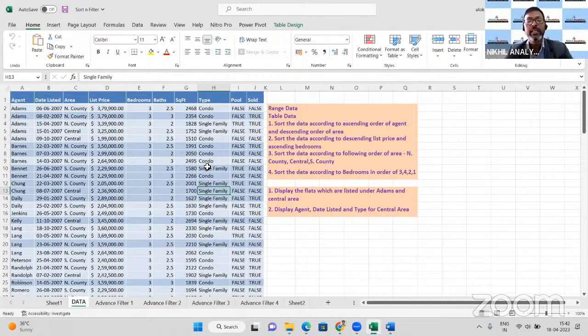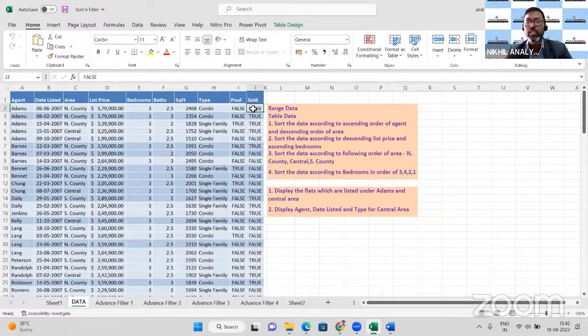This Excel file is retail real estate business data, which includes the flats listed for sale. First column is agent, the person who is selling this flat. Second column is date listed, on which date the flat is listed on our website, area, which location it is, list price, what price the flat is going to be sold at, bedrooms, bathrooms, square feet are the specifications of the flats, type is what kind of flat it is, single family or combined family, pool, do we have access to the pool, true or false, flat is sold, true or false. This data has been given.